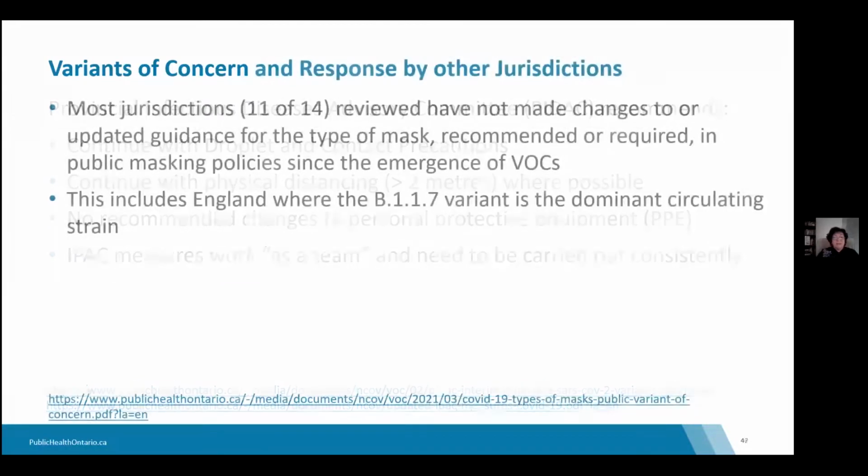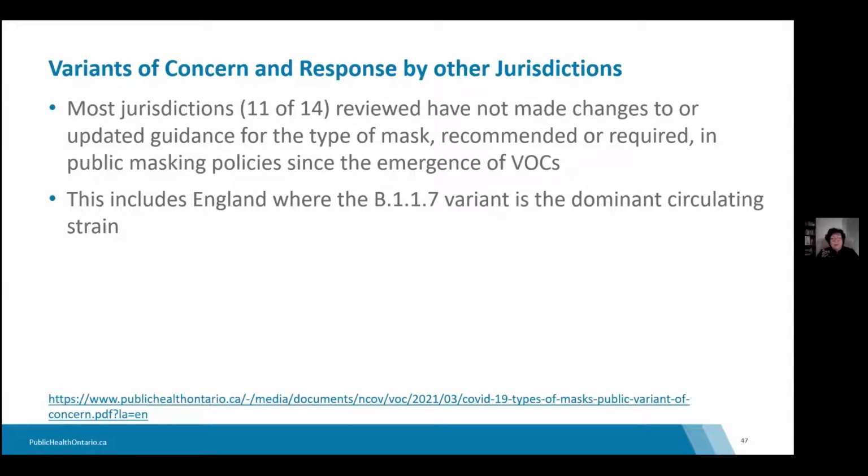The next slide, please. We do know that there are other areas that have responded differently to VOCs or variants of concern. And so we did look at the response by other jurisdictions. So PHO conducted a jurisdictional scan on mask use, and specifically, that's probably been the highlight that people have been looking at, or most questions are coming in around masking. So we do see here that about 11 of the 14 jurisdictions that we reviewed, regions and countries, have not actually made any changes or updates to their masking guidance.